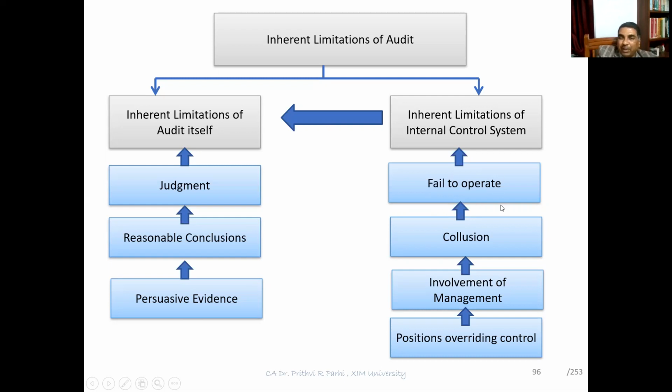It may fail to operate. There may be collusion among employees. There might be involvement of top management. There might be positions overriding to control. All these things contribute towards inherent limitations of internal control, which in turn contributes to the inherent limitations of audit. Okay, is it clear to you?